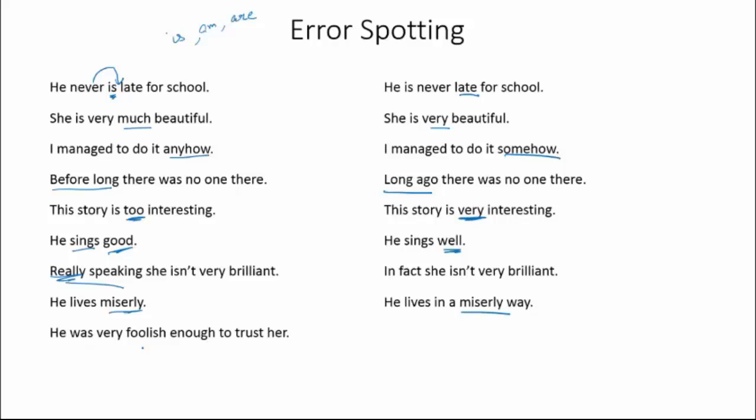He was very foolish enough to trust her. Now over here, enough. We've already said very foolish. Why do we need to use enough over here? Enough cannot be modified by very. So what we should say is, he was too foolish to trust her, or he was foolish enough to trust her. We can't use very and enough at the same place.